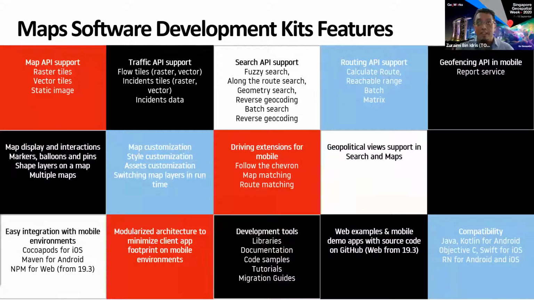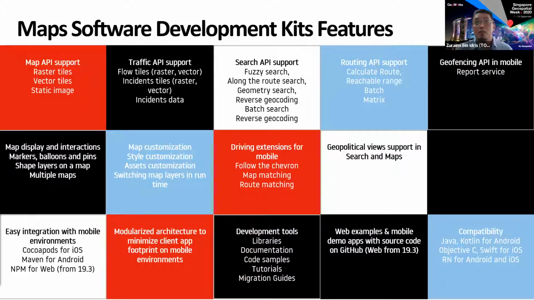So for the SDK features, we have Map API support, which have a map display and interactions, markers, balloons, pins, shape layers on a map, and multiple maps. It's easy integration with mobile environments. For traffic API support, we have flow tile, raster, vector, and incident tiles, and incidence data. Map customization, style customization, and switching map layers in runtime. Modularized architecture to minimize client app footprint on mobile environments.